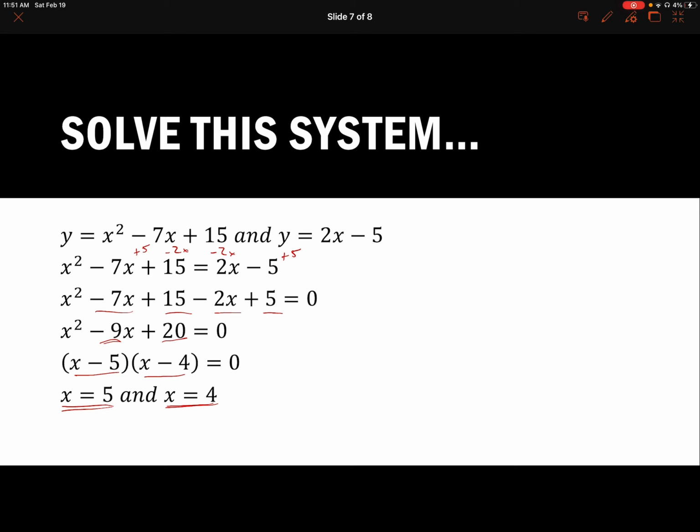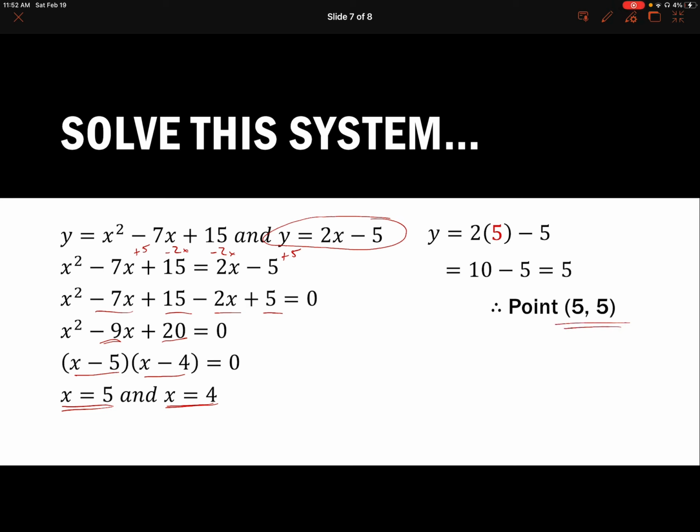Now what we need to do is take those values for x and sub them into the linear equation. Okay, I always pick the easier one. So subbing 5 in for x, we have 2 times 5 minus 5. That's 10 minus 5, which gives us just 5. So therefore, we have the point 5, 5 as our first intersection point.